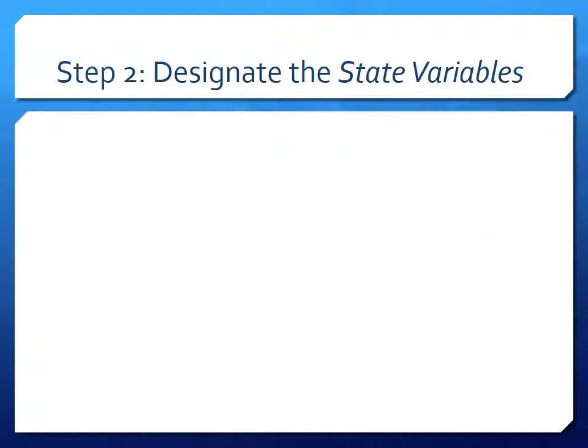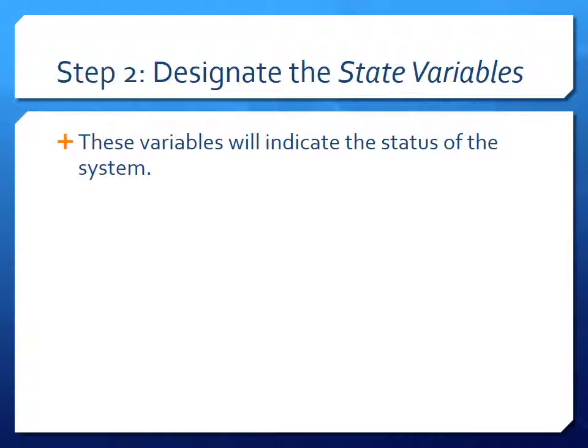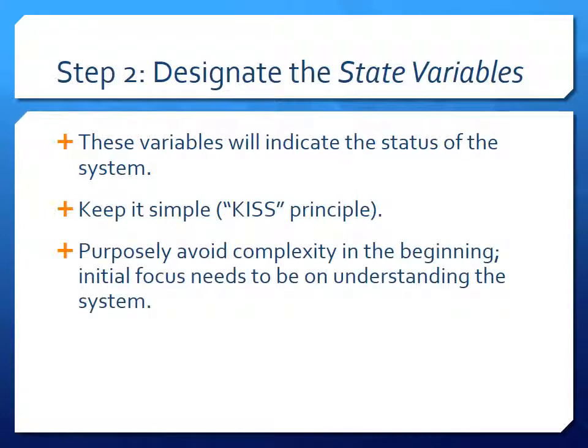The next step is to designate the state variables. Now, remember that by definition, these variables will indicate the status of the system. I will come back to this principle time and again. I like to call it the "keep it simple" principle, or what others call the KISS principle. We're going to purposely avoid complexity in the beginning. The initial focus needs to be on understanding the system.